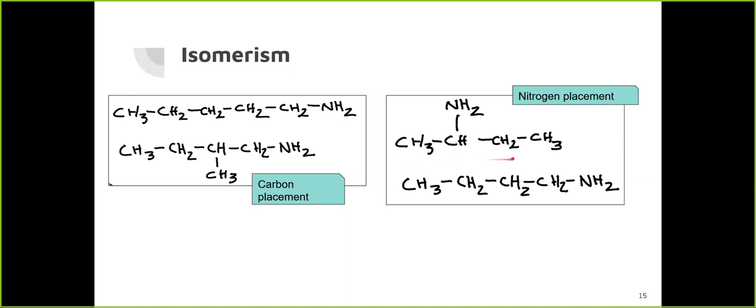Here we have the example of a positional isomer, because the amino group goes from the second carbon in to the first carbon. But these have the exact same molecular formulas. So these are isomers of each other.